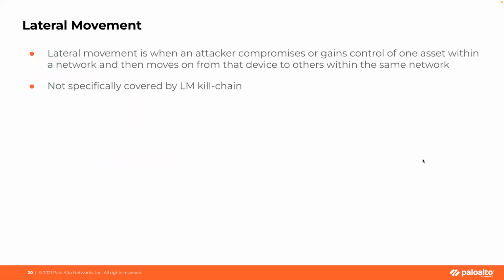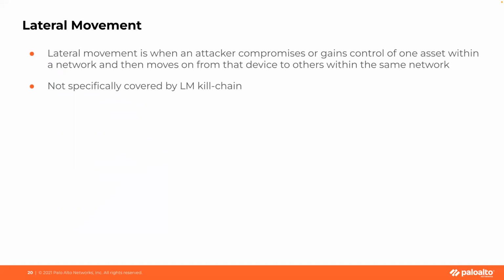Lateral movement, as I mentioned briefly, is when an attacker compromises one asset within a network and then tries to move from there to other hosts within the same network. The reason they want to do that is that it's typically easier to move inside a network, because the protection is typically applied on the boundaries, for example on the internet edge or remote access services. This is where the protection typically lies.